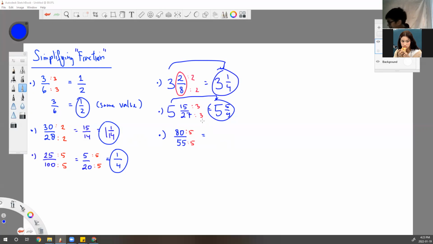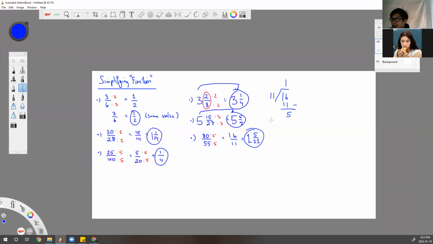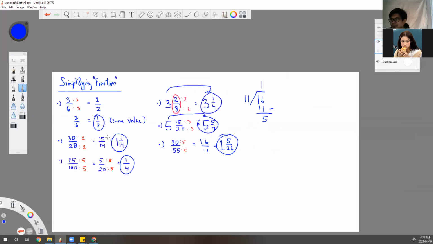So what is 80 divided by 5? 80 divided by 5 is 16 over 11, right? And you can make it into a mixed fraction. So 16 divided by 11, I try to do this slowly but surely. 1 times 11, and the remaining is 5. So 1 and 5 over 11. That's it. So all the idea of simplifying fractions is like this.